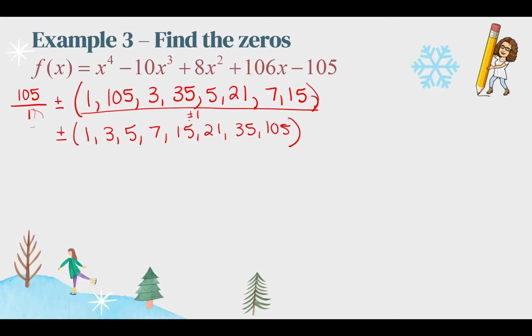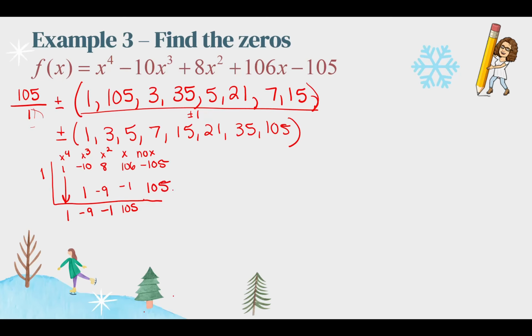So one of those numbers is going to be the guy that starts us off. So let's try. I'm going to set up my synthetic division here. X to the 4th, x cubed, x squared, x, no x. Got to extend my line there. I'm going to try a 1 on the outside. Okay, drop the 1. 1 times 1 is 1. That's negative 9. Negative 9. Oh, that's maybe negative 1. That's a negative 1. That's 105. Oh, look what Marsh did. She got it on the first try. Whoop, whoop, whoop, whoop.